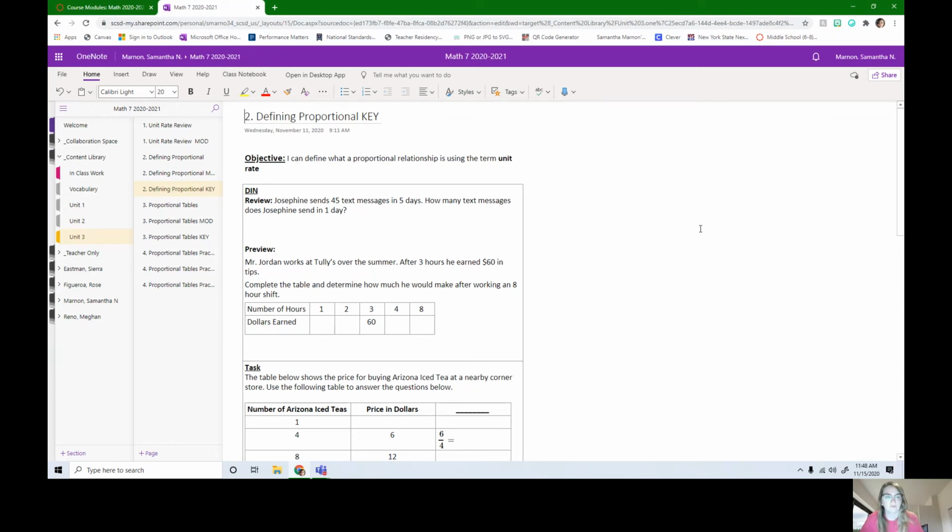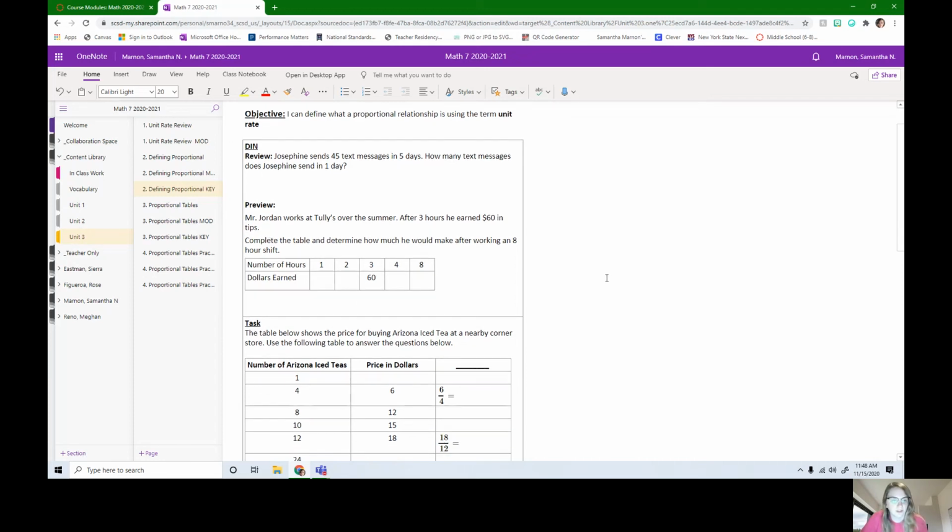So in today's lesson, we're going to learn what the definition of proportional is. So our objective today: I can define what a proportional relationship is using the term unit rate. So first we have a review and a preview question on our DIN.